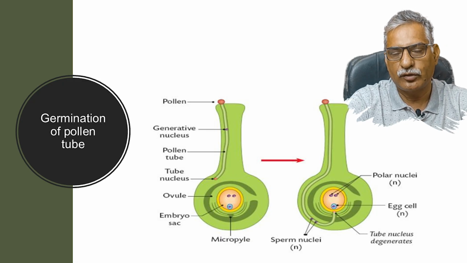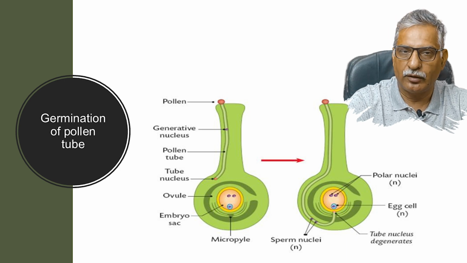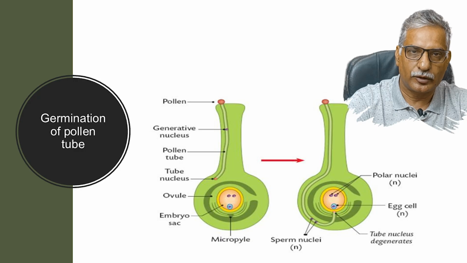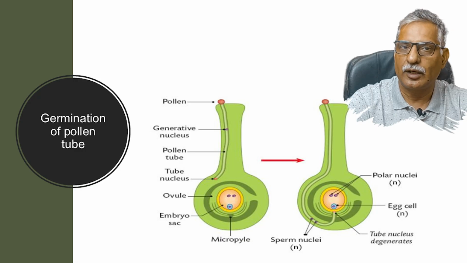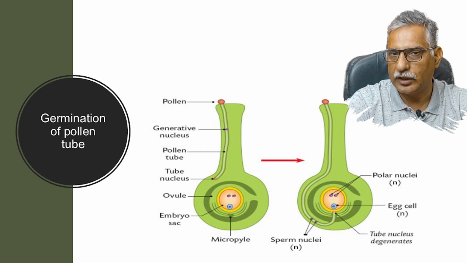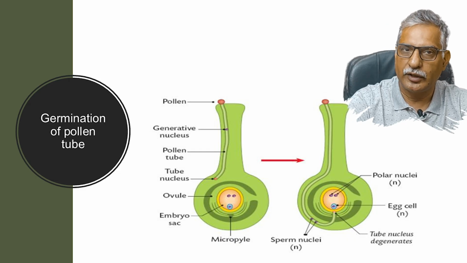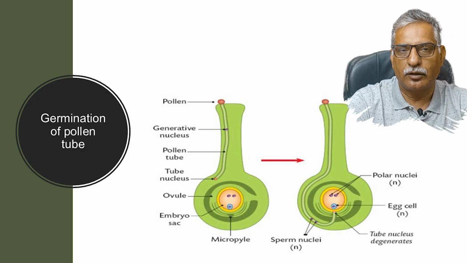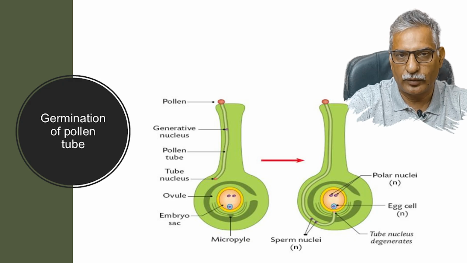When the pollen tube reaches the ovary and the opening of the ovule, known as the micropyle, further growth of the pollen tube stops, the tube nucleus disintegrates, and the generative nucleus immediately divides to give rise to two nuclei. These nuclei are known as male gamete nuclei or sperm nuclei. When these sperm nuclei are produced, the pollen tube bursts at its tip, and these male gametes enter the ovule through the micropyle.